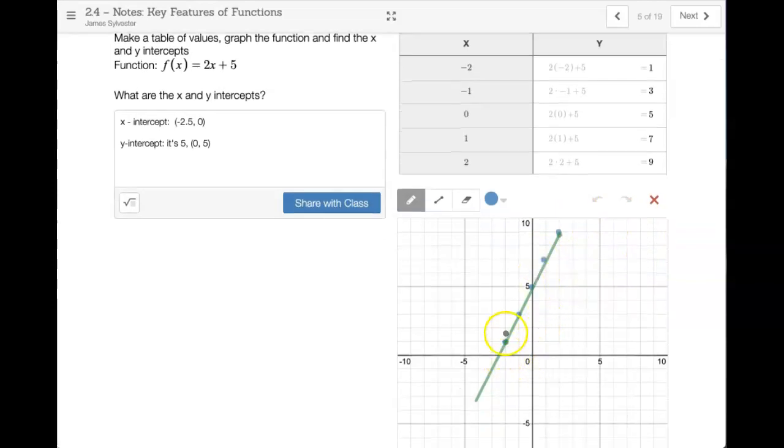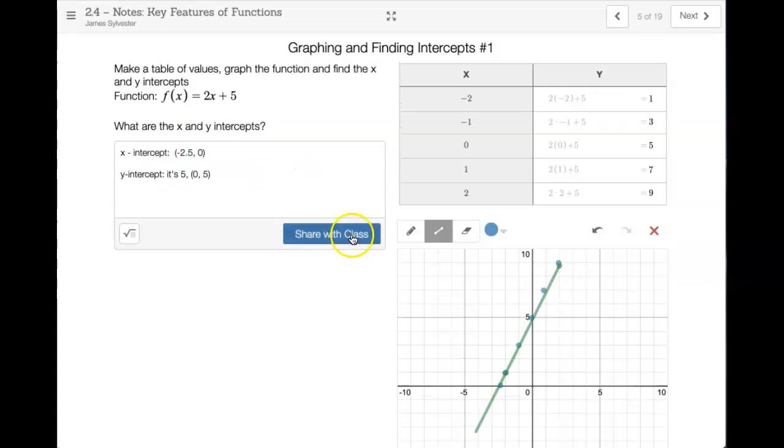(-2, 1) is left 2, up 1. (-1, 3) is left 1, up 3. (0, 5), that's stay at 0, go up 5. (1, 7) is right 1, up 7, and then (2, 9) is right 2, up 9. So those blue points are all the points, and then I just used the line tool to draw the line in, and you can see the y-intercept really clearly. And here, if you extend the line, you can see the x-intercept is here, and you have to estimate. It looks like about -2.5, so that's what I estimated here. X-intercept is -2.5, y-intercept is 0.5. So I think that one's good.